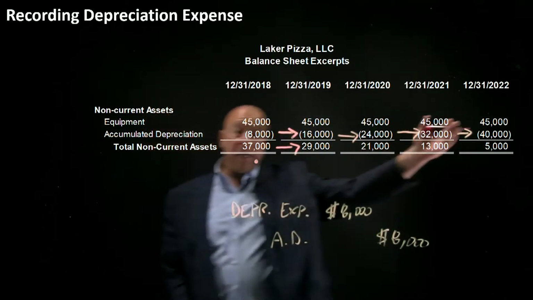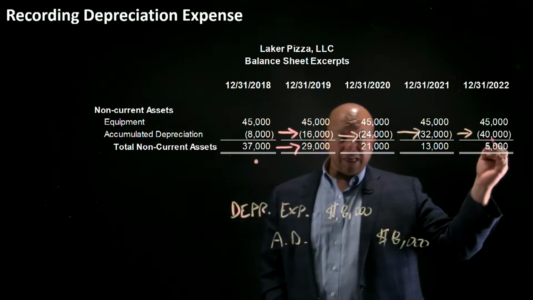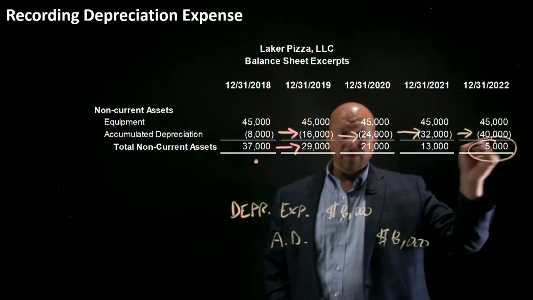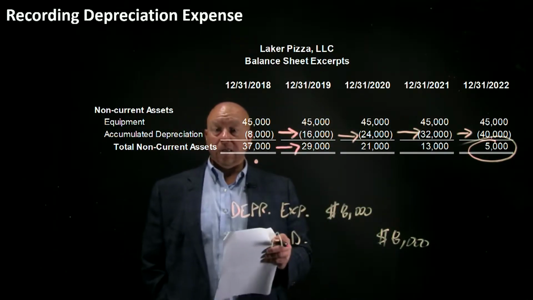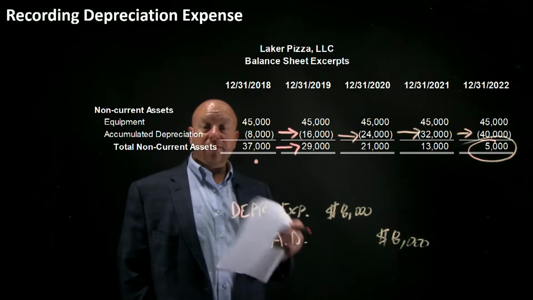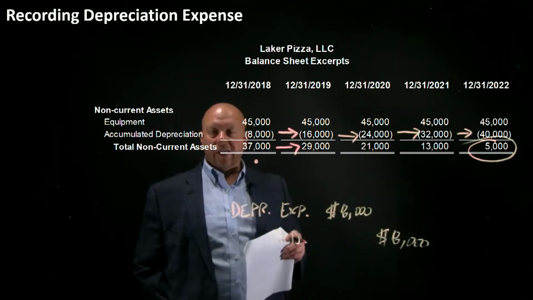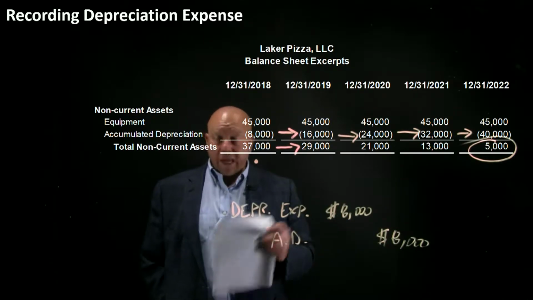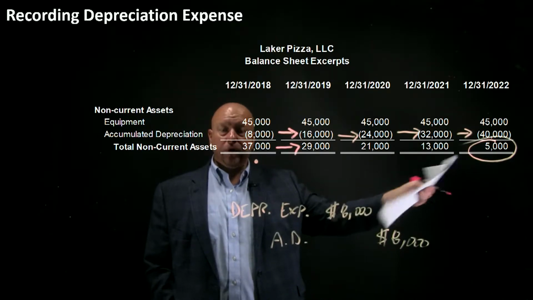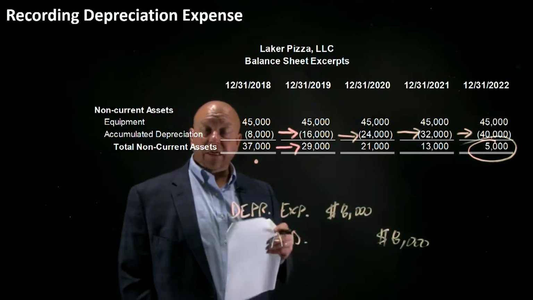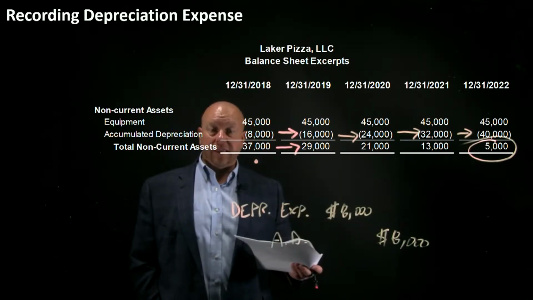Now, what you can see at the end of the 5-year estimated useful life, remember that salvage value of $5,000? We have depreciated this asset down to its salvage value. So after 5 years, the net book value of this asset will be $5,000. That doesn't mean that we had to sell the asset right then. There are plenty of examples where a company has some net book value, a fully depreciated asset, and they continue to use the asset for a number of years. That's because this depreciation expense is an estimate.